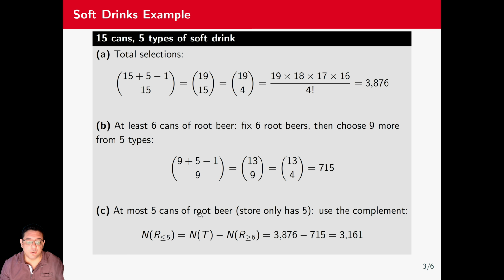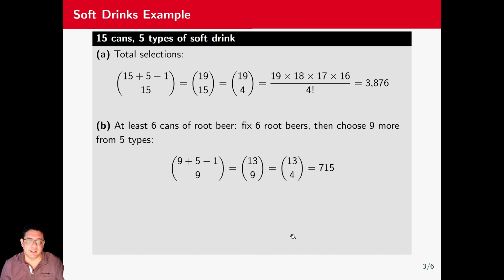We can also do at most 5 cans of root beer. This is like the store only has 5. So instead, we'll use the complement. From the total number of selections, we subtract the possibility that it's at least 6, so we take the total minus the 715 that we got for at least 6 root beers, and that's going to give us the answer here.